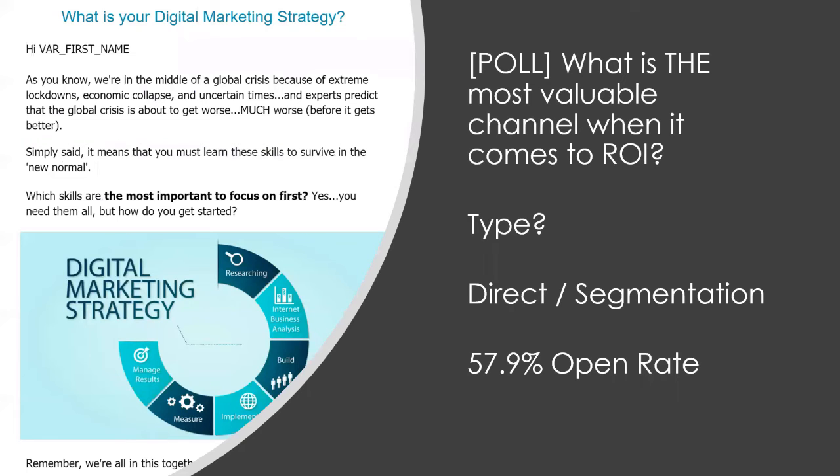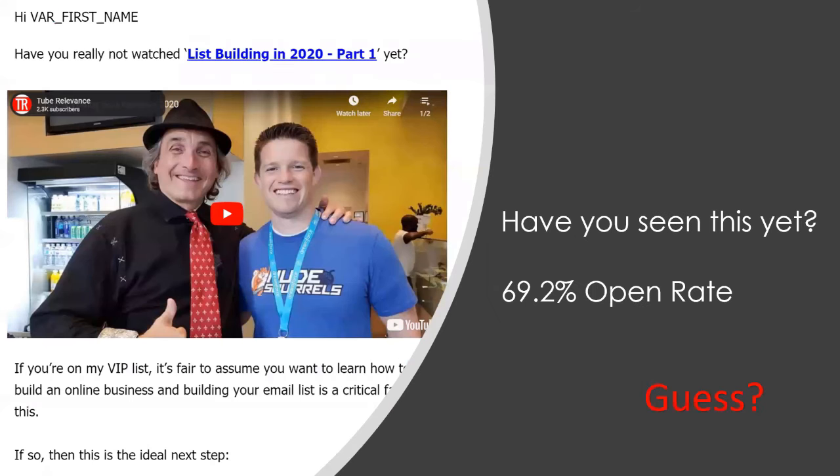Here's another one I sent out. Poll, what is the most valuable channel when it comes to ROI? It's a direct segmentation subject line with a little sprinkle of curiosity, but it did really, really well. This is only five words. This had a 69.2% open rate. Have you seen this yet? And this was an email that I sent to my VIP list. If you're on my VIP list, it's fair to assume.